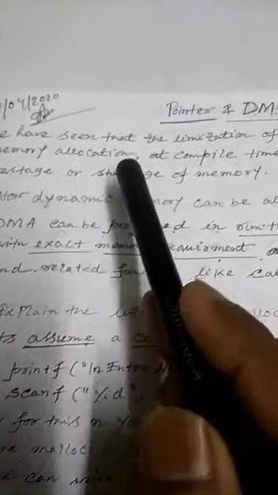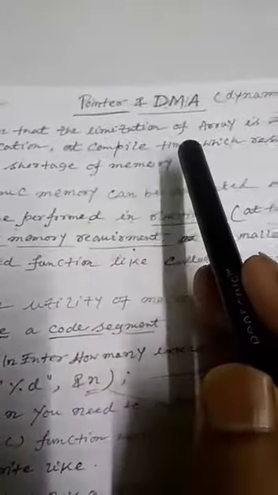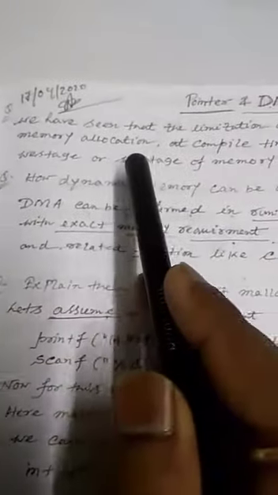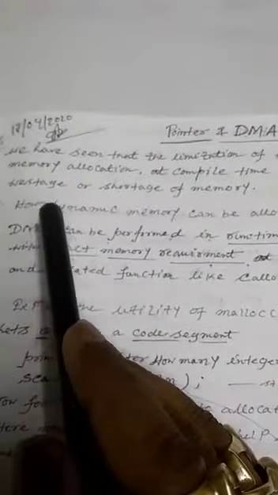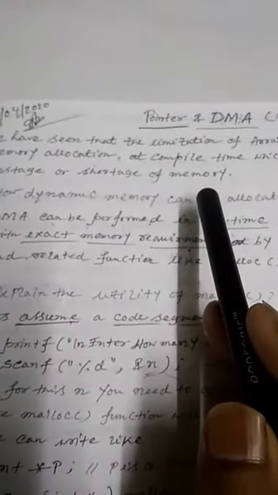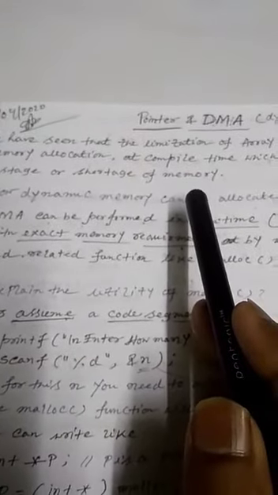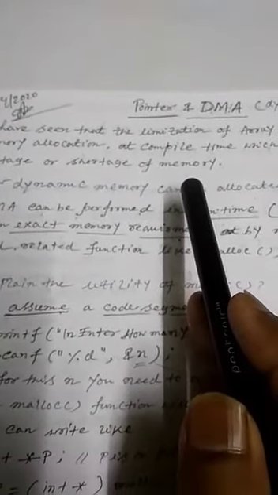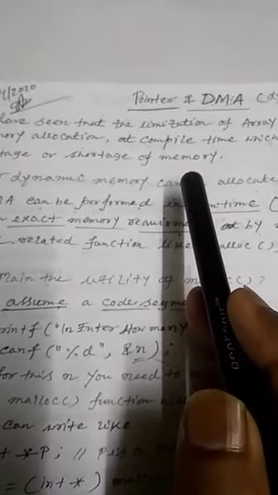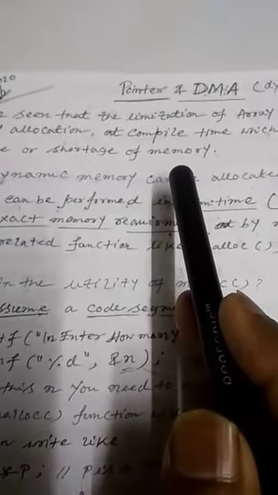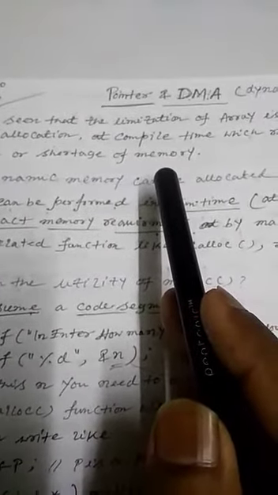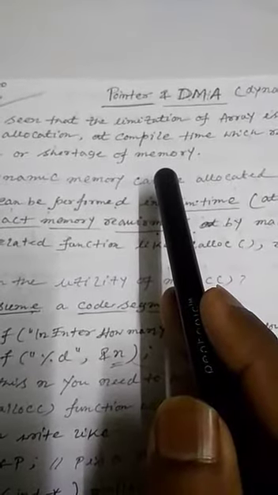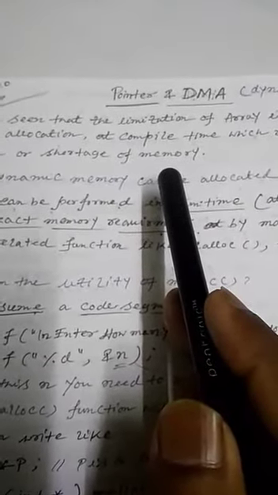So we have seen that the limitation of the array is in advance memory allocation at compile time, which results in wastage or shortage of memory. That means there is always a chance of wastage and shortage of memory whenever we declare or use an array, because it is a compile time factor. We don't know the exact memory requirement for the program.